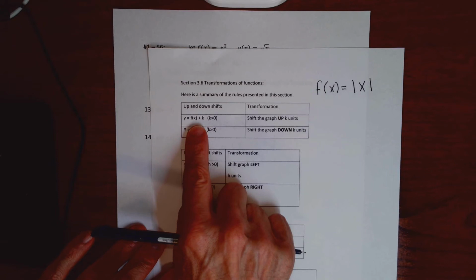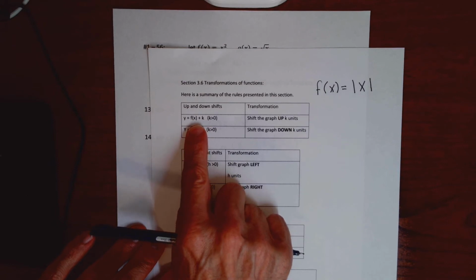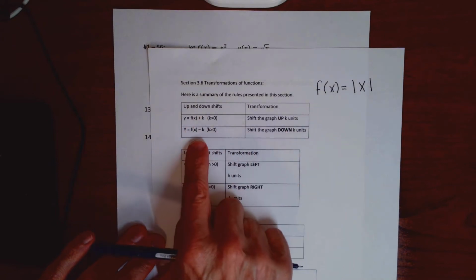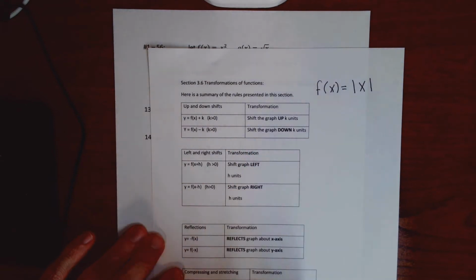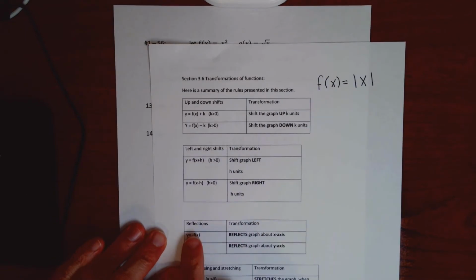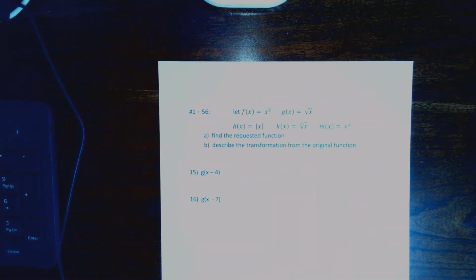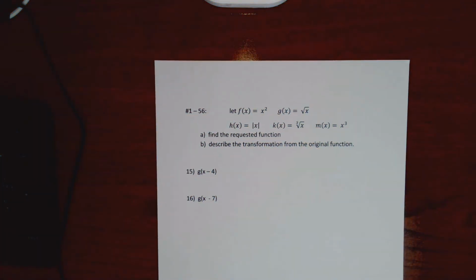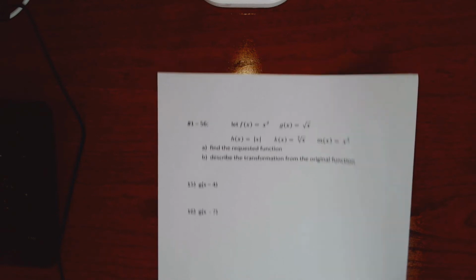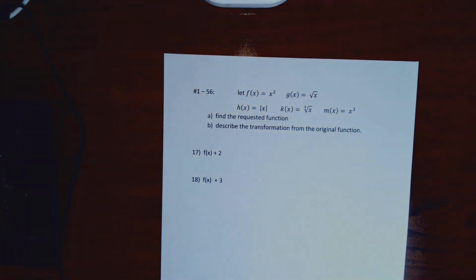Plus outside the parentheses with the function notation, it's up. Minus after the function notation moves it down. That's the bulk of everything. Then we have some reflecting over the x-axis, reflecting over the y-axis, and making it wider or narrower. But the bulk of what we do is moving it left and right. I'm going to skip 15 and 16 because I don't think they're necessary, and move on to 17 and 18.